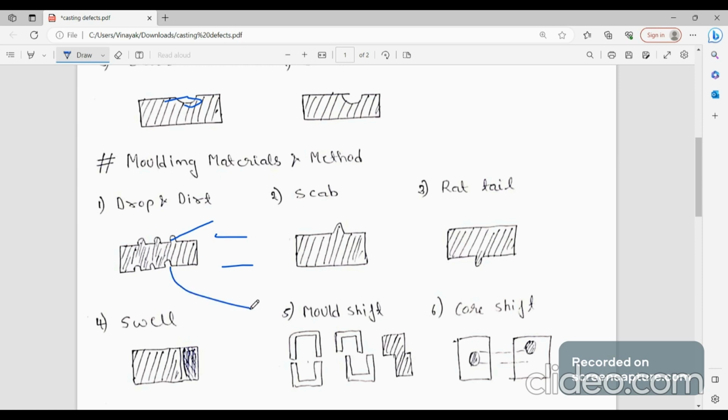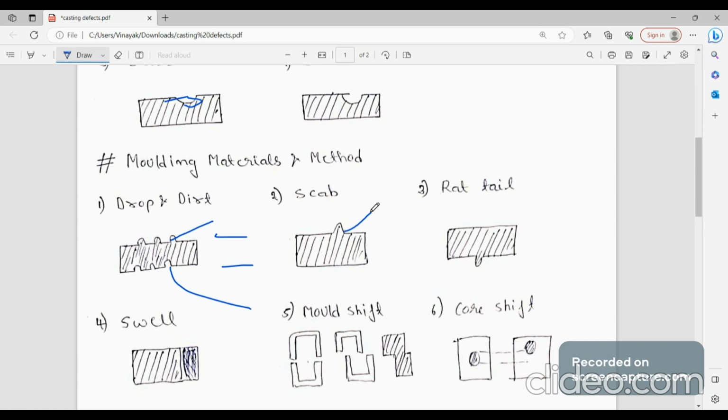Next one is scab. The scab is also due to improper ramming only. When the molding sand we are using is somewhat loose, the material will penetrate into the sand. That is called a scab. Next one is rat tail. It is the same defect, but the hole goes into the drag box, whereas a scab goes into the cope box.